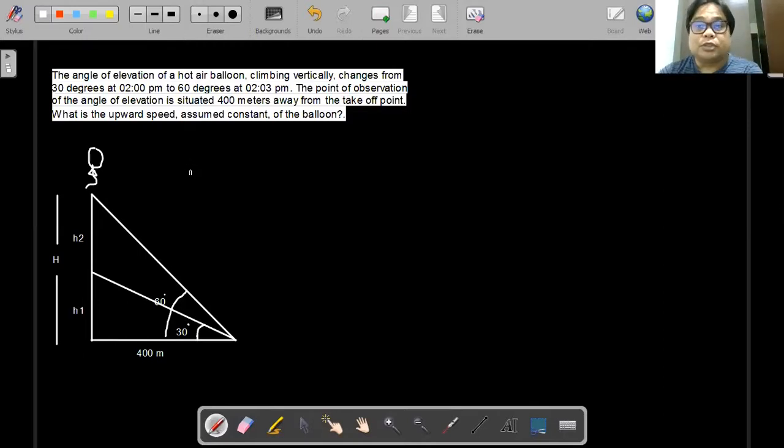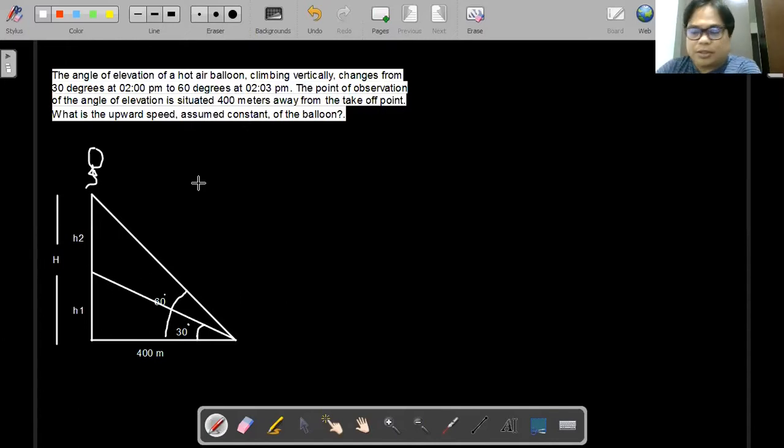Okay, we have an example here that says the angle of elevation of a hot air balloon climbing vertically changes from 30 degrees at 2 p.m. to 60 degrees at 3 p.m. So the point of observation of the angle of elevation is situated 400 meters away from the takeoff. What is the upward speed, assumed constant, of the balloon?